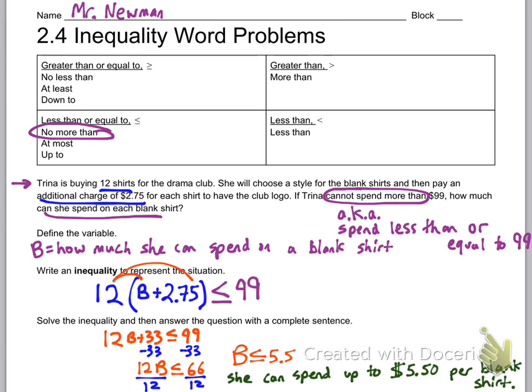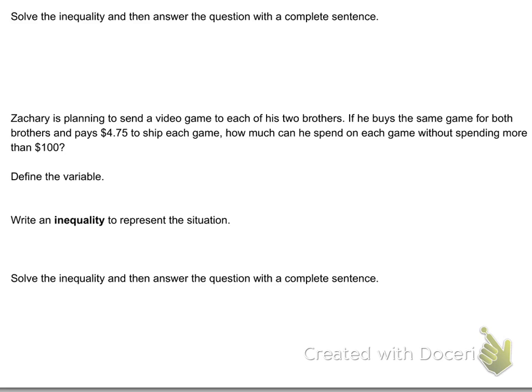Okay, I want to show you how to do one more problem. I'll get you started on it and I'll let you finish it. So let's read this. Zachary is planning to send a video game to each of his two brothers. If he buys the same game for both brothers and pays $4.75 to ship each game, then how much can he spend on each game without spending more than $100? I guess his two brothers live in different places, which is why you have to pay $4.75 for each game.